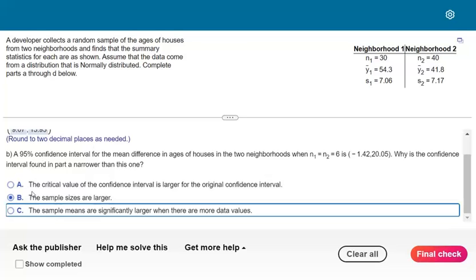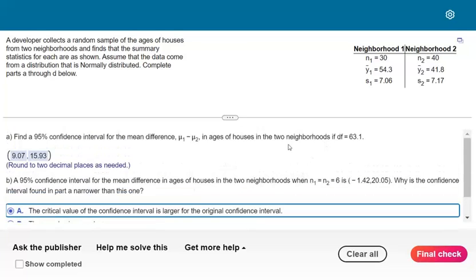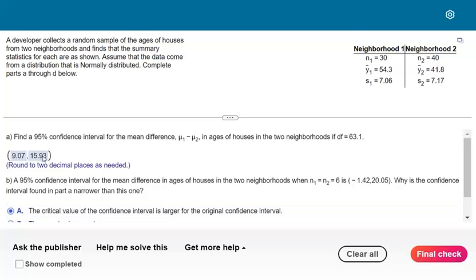So for part B, the question is asking, why is it more narrow when you have a larger sample size? Look, in this one, sample size of 30, sample size of 40, this is our confidence interval. They used a smaller sample size of 6 and a sample size of 6. They only took 6 houses in each neighborhood. And they got a way wider confidence interval.